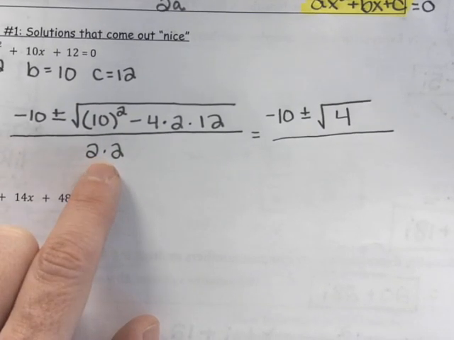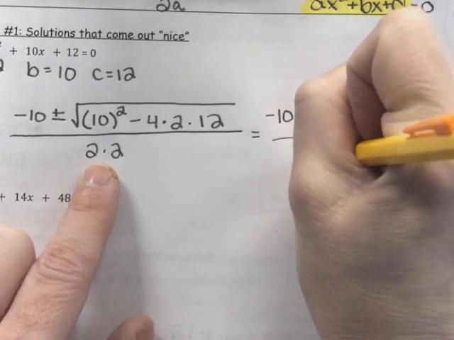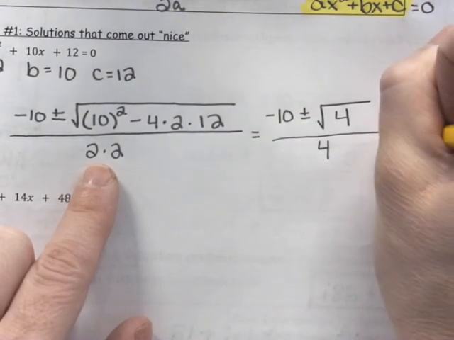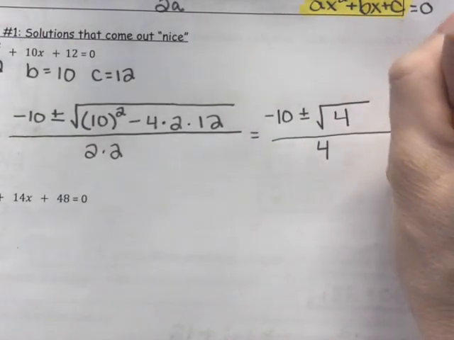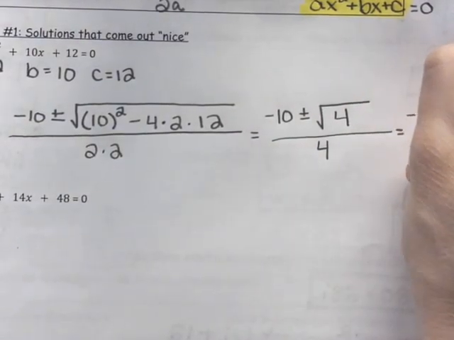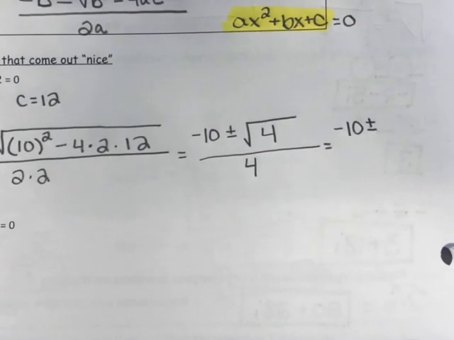Yeah. All right, let's take care of the denominator. Usually I can do this part in my head. What do we know 2 times 2 is? 4. All right, let's keep going. So we've got negative 10 plus minus. I'm still going to leave that alone so far. What do we know the square root of 4 is?